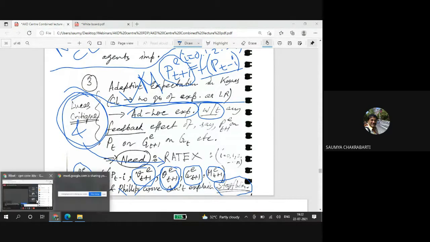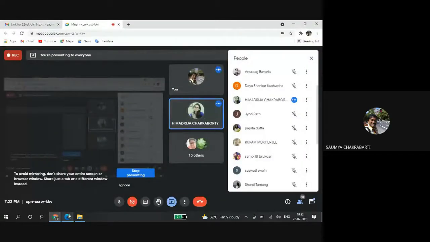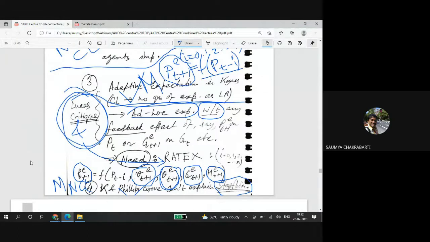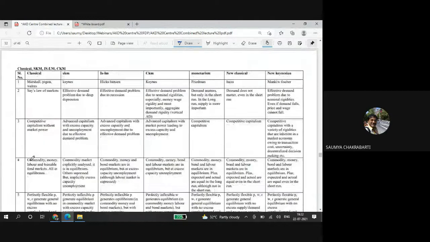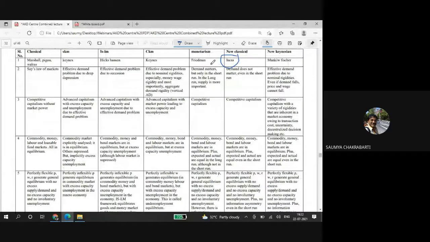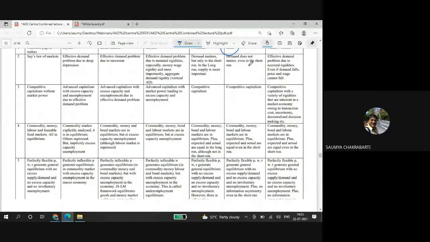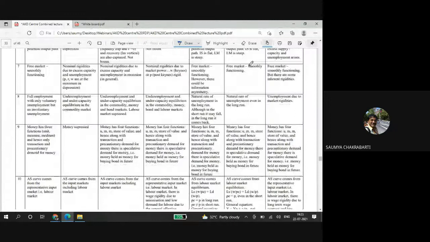Yes, sir. Okay. So this is the intervention, and with this actually we go to the new classical. And if you look at new classical, everything is the same. This is the famous Robert E. Lucas Jr., who got the Nobel Prize most probably in 1988, and Milton Friedman also got the Nobel Prize. And then you have almost everything similar to monetarism, except you have rational expectation.